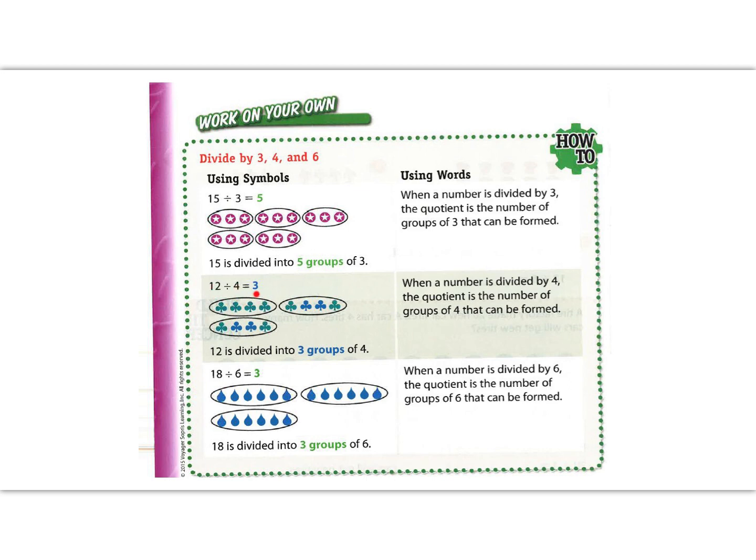12 divided by 4 equals 3. So it says 12 is divided into 3 groups of 4. So we wanted 4 in each group, and so then that made 3 groups. So when a number is divided by 4, the quotient or the answer is the number of groups of 4 that can be formed. 3 groups of 4. 18 divided by 6 is 3. So 18 is divided into 3 groups of 6. When a number is divided by 6, the quotient or the answer is the number of groups of 6 that can be formed. So you can see that there are 6 in each group and there are 3 groups. So 18 divided by 6 equals 3.